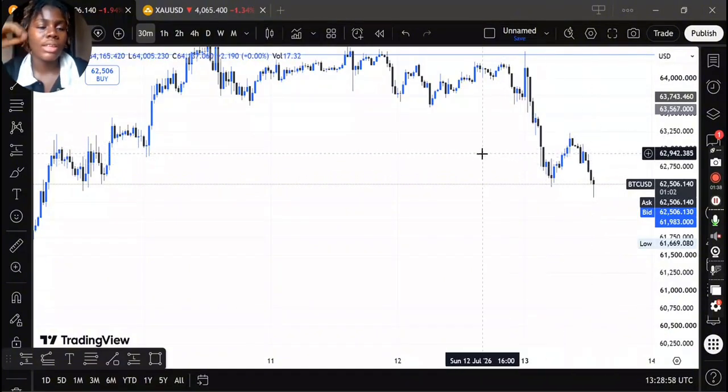So yeah, I think that's pretty much it on advanced market structure. You need to learn how to read your charts like that.